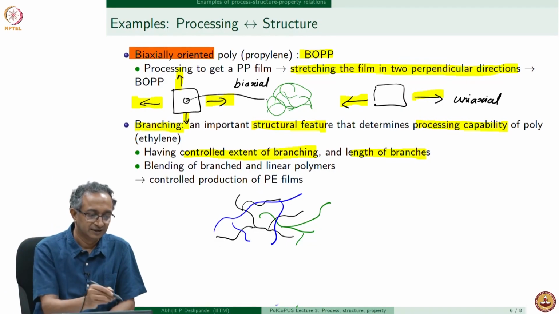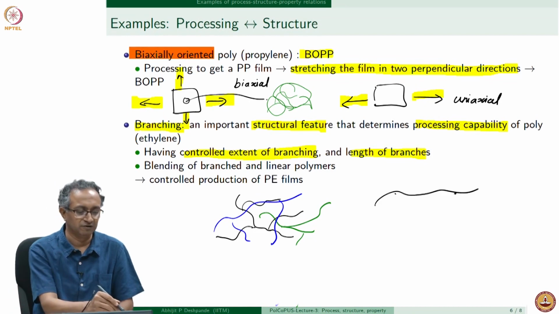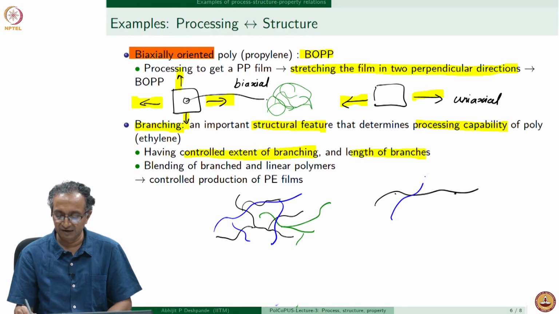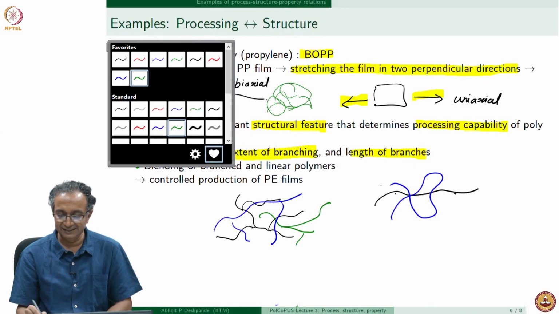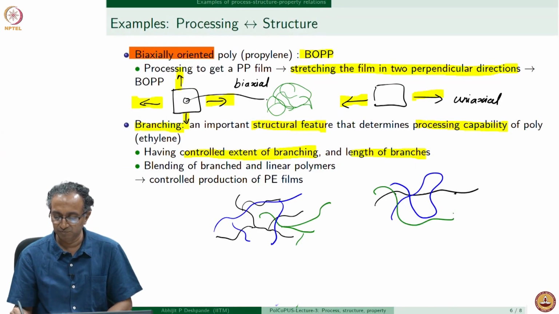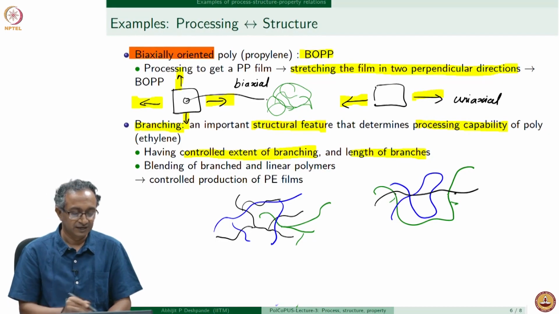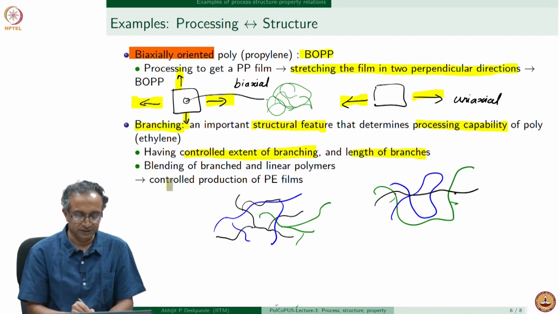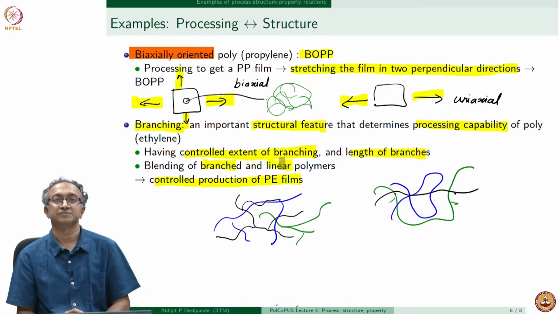And how is this different compared to, let's say, an HDPE, where you have a largely linear polymer with very small branches at most, and this is entangled with other sets of macromolecules? And you can clearly see that how a molecule can move about will be very different, because entanglement and these branch points will make very different motion in the case of branched polymers as opposed to linear polymers. And so therefore, for a controlled production of polyethylene films, many times blending of branched and linear polymer is done.